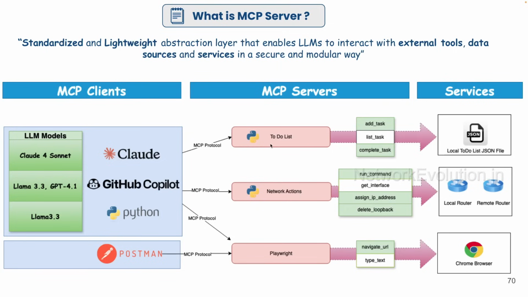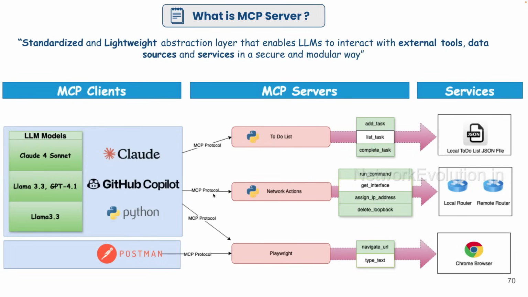So we'll be creating two MCP servers using a Python program. One is going to be a very simple to-do list. There we are going to have multiple functions to add task, list task, and complete task. And here when we give an instruction through these MCP clients like Claude Desktop or GitHub Copilot to the MCP server, it will automatically add, list or complete a task in a JSON file. In our case, it is going to be a local JSON file. It can be even an external database or any other service.